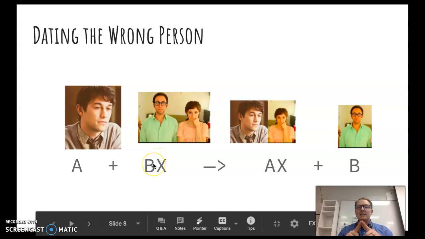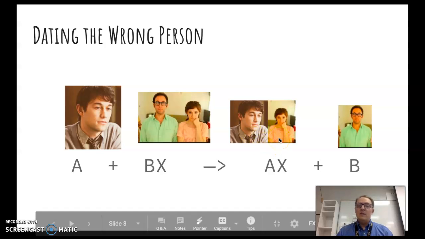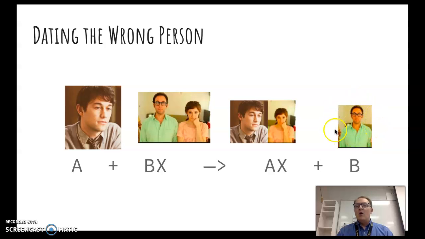Okay, B and X separate. And notice how the nice guy now gets the girl, right? This is also a little like a Hallmark movie. And we leave B over here all by himself, wondering what in the world happened. Maybe he should have spent a little more time with his girlfriend, and then she wouldn't have broken up with him, right?